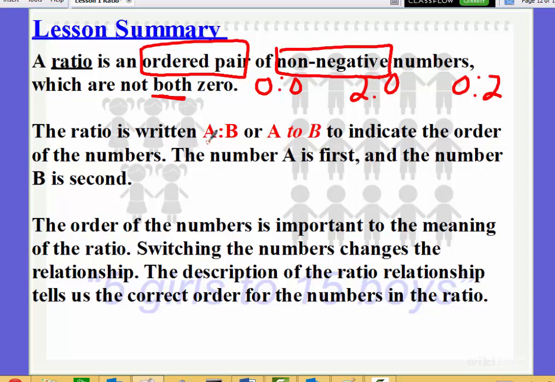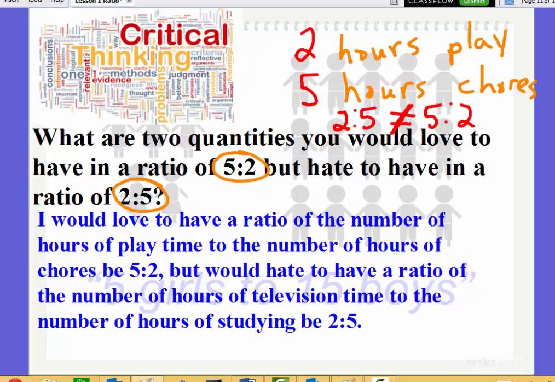A ratio is written as A to B, using the colon, or A to B with that little word "to" actually written out. It indicates the order of the numbers. A is the first number, and B is the second number. Remember, order does matter, going back to this example right here.